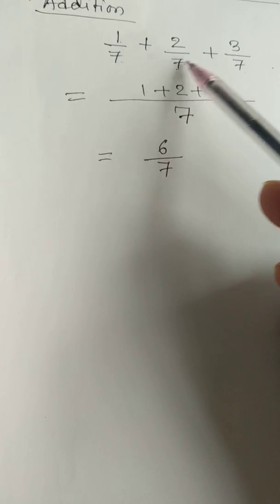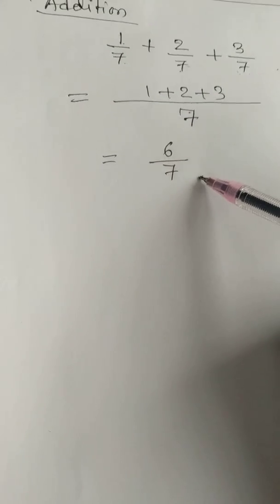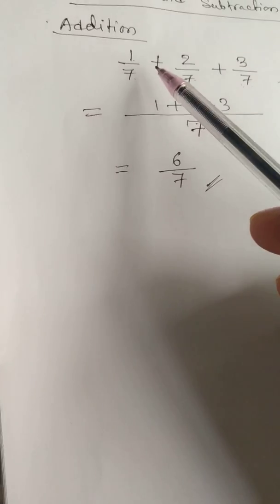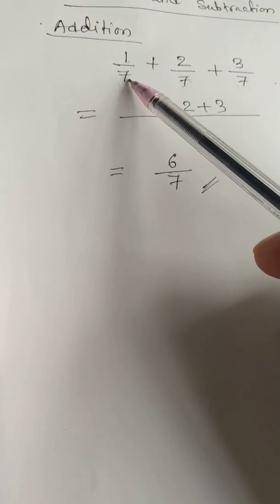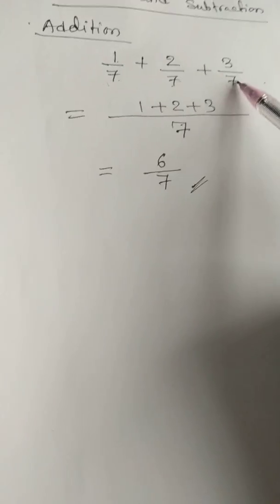So if you have fractions with the same denominators, you can just add the numerators, and your answer will be very easy. You can easily find out the answer. This type of addition is only in case of what? Same denominator. Similarly, you can also do it for subtraction as well.